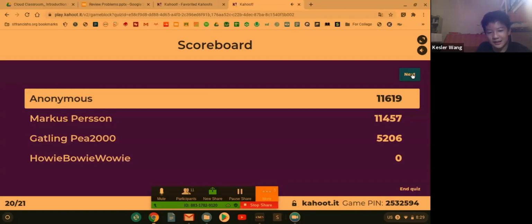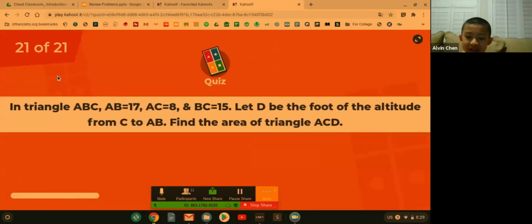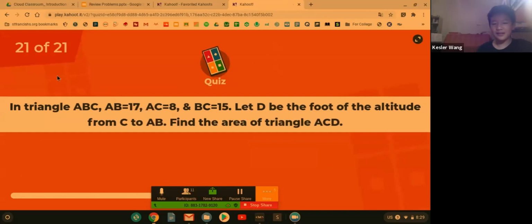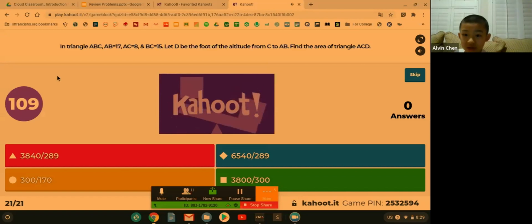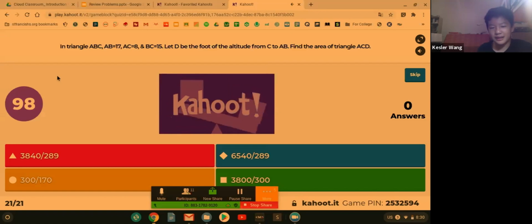Why is it? I still don't have enough time. This is my only chance. In the triangle ABC, AB equals 17, AC equals AB, and BC equals 15. Let D be the foot of the altitude from C to AB. Find the area of triangle ACD. What? I have to draw a picture. Find the area of the triangle ACD.